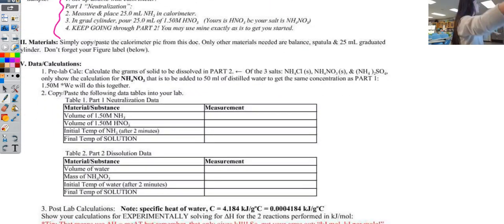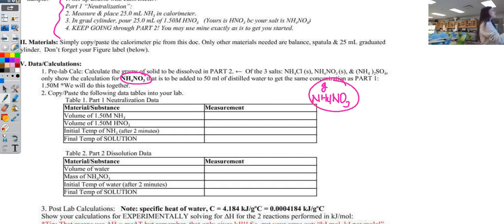So we're going to do one of the calculations together right now. It's the pre-lab calculation. It says, calculate the grams of solid to be dissolved in part 2, of the 3 salts. Again, we're only going to be using NH4NO3. That's to be added to 50 mL to get the same concentration as part 1. So I know I'm looking for grams of NH4NO3. Okay, and let's circle that.